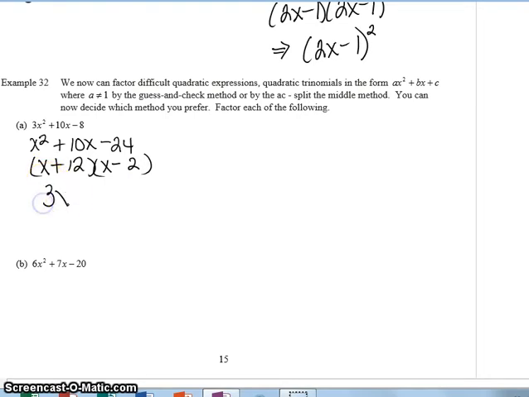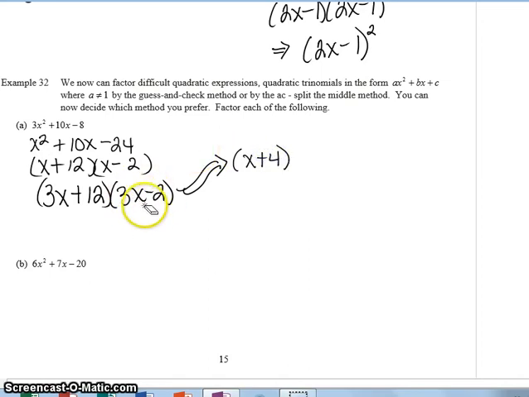Okay, you're going to slip the 3 back in front of each binomial. So I get 3x plus 12, and I'm going to get 3x minus 2. Now, I'm going to just reduce this binomial by 3. So if I divide both those factors by 3, I'm going to be left with x plus 4 as my first binomial. The second binomial has nothing to reduce. Did I do something with one of my signs here? No. So that's going to be 3x minus 2.